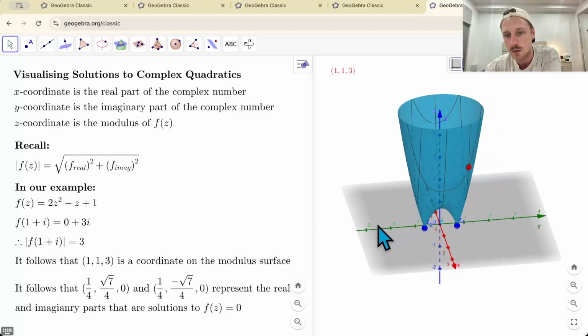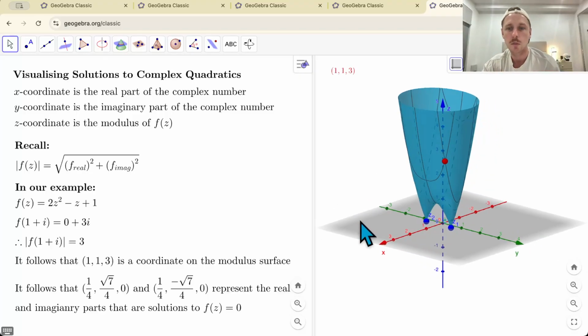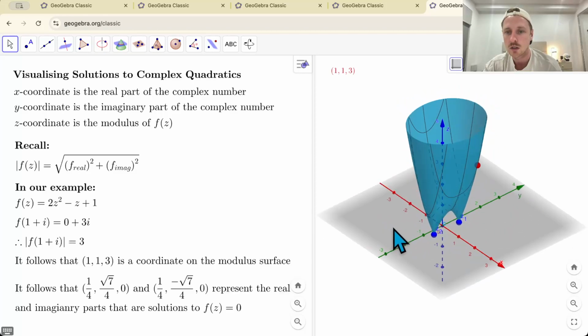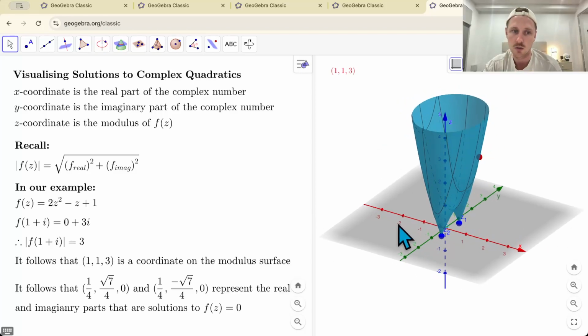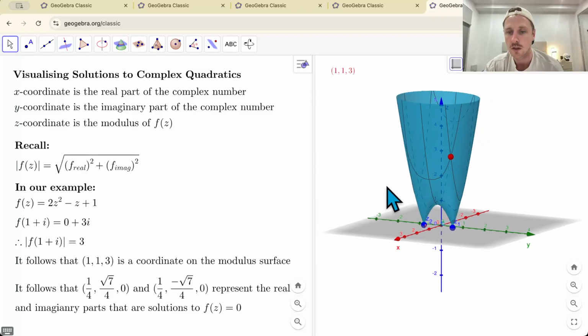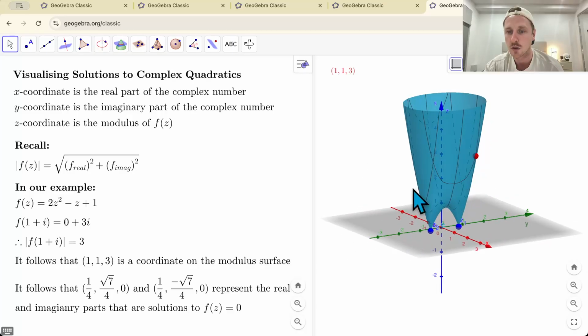So I don't know, this isn't part of the specialist course explicitly, but if you want to know sort of what's going on visually when you find a solution to a complex quadratic, I think that's hopefully a useful way to sort of picture things. But for the most part, you'll just do it algebraically. But you know me, I like to have a picture of what's going on.